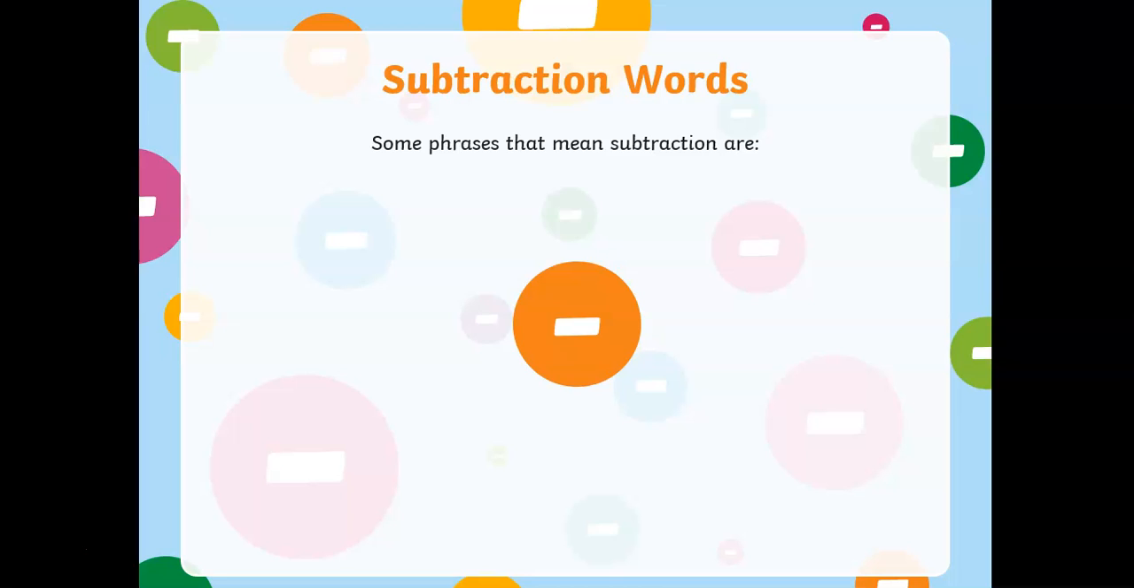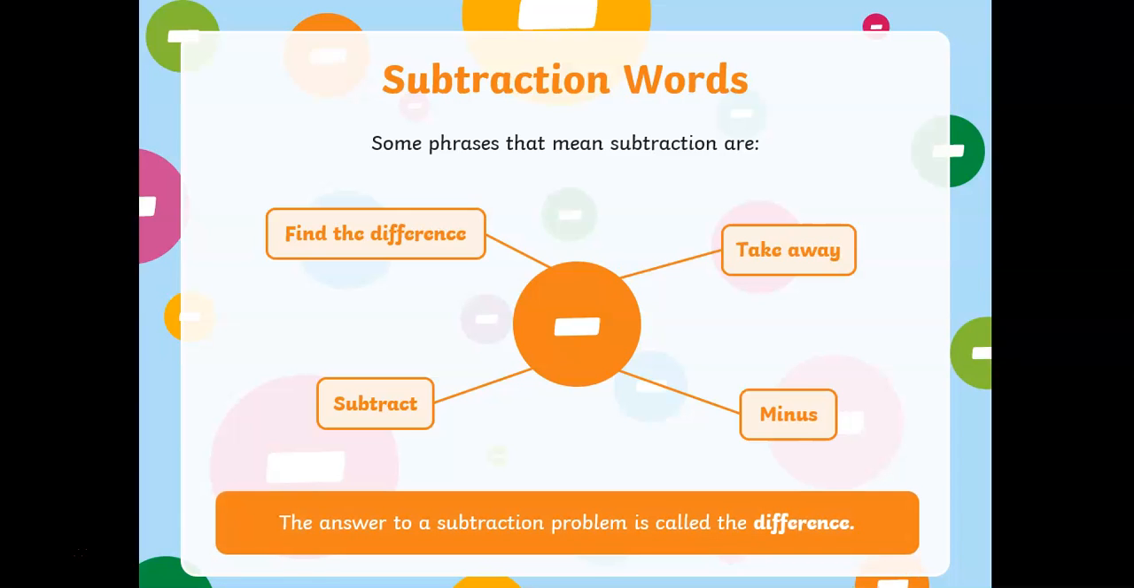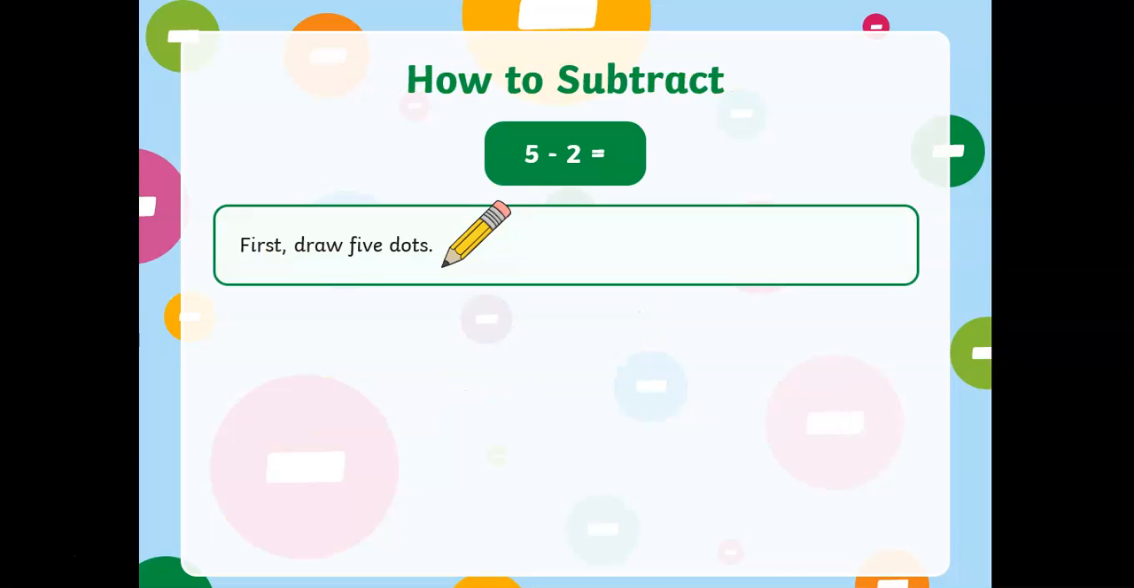Some phrases that mean subtraction are find the difference, take away, subtract, and minus. The answer to a subtraction problem is called the difference. Find the difference between 5 minus 2. Hold up 5 fingers, take down 2 fingers because the problem says 5 minus 2. How many fingers do you have left up? Correct. You have 3 fingers up.